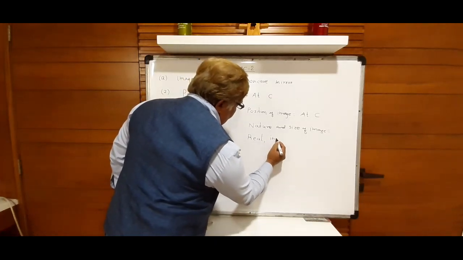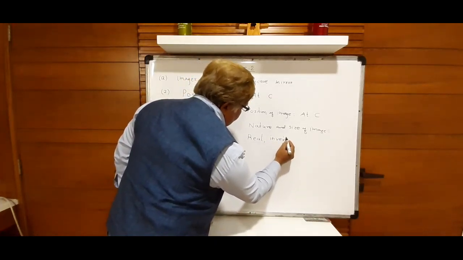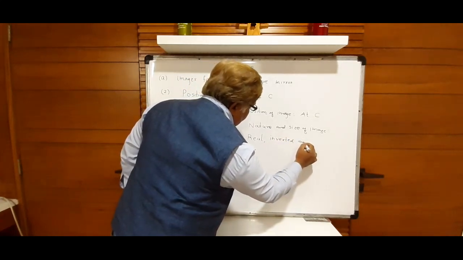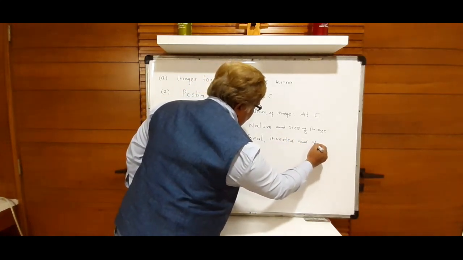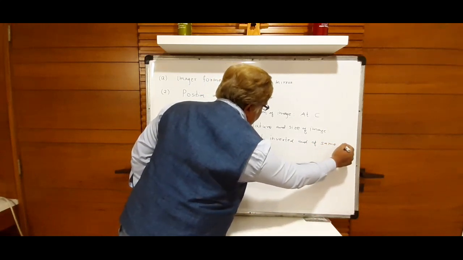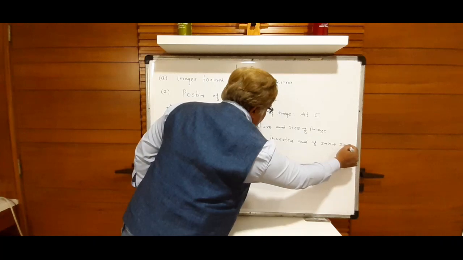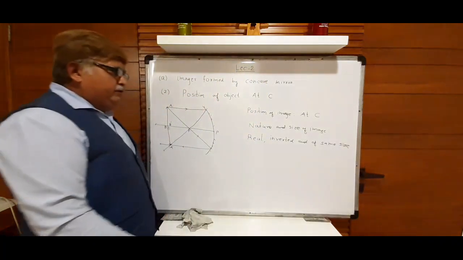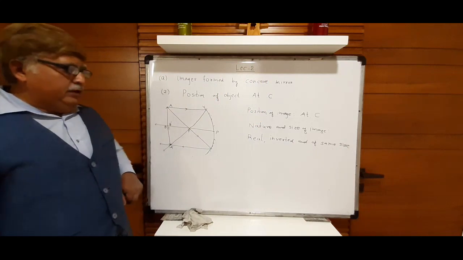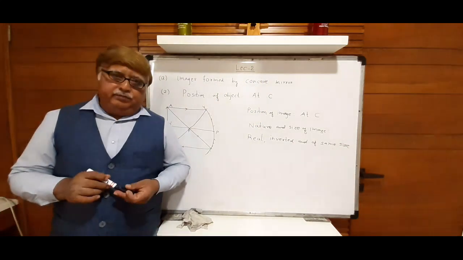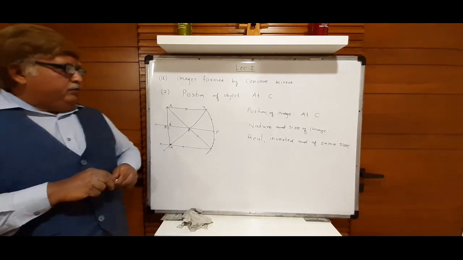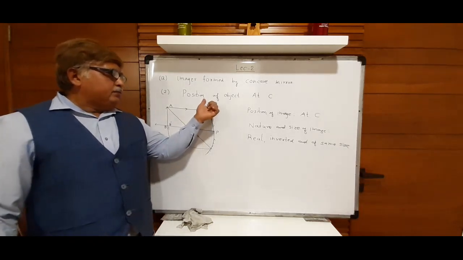Real, inverted and of same size. This is very important. Same size. Understand? Nature and size of the image: real, inverted and of same size. So this is the third diagram we have drawn. Understood? Make it very clear.